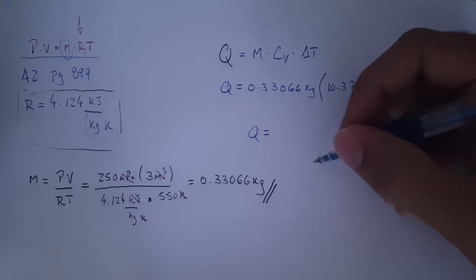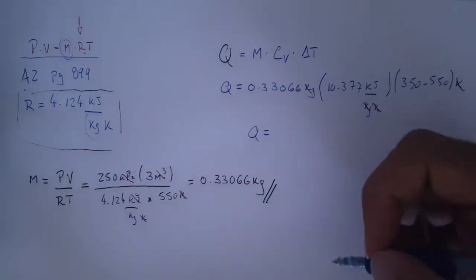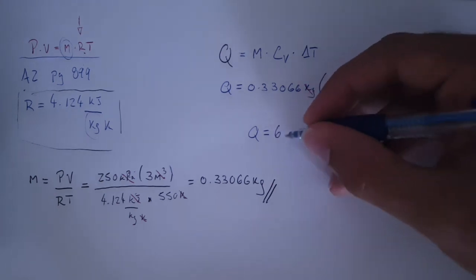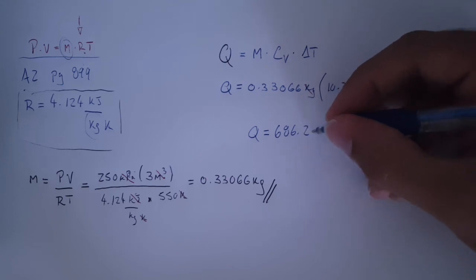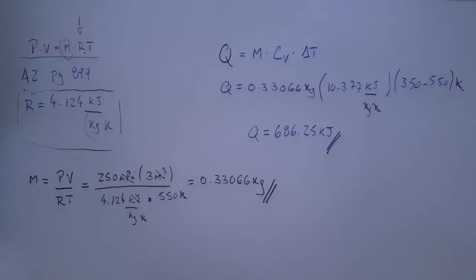My Q is... let me just show you guys units first. Kelvin, Kelvin, then kilogram, kilogram. We'll have it in kilojoules, which is energy units, which means we did a good job. I got negative 686.25 kilojoules.